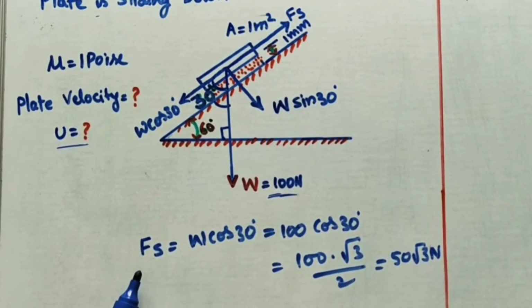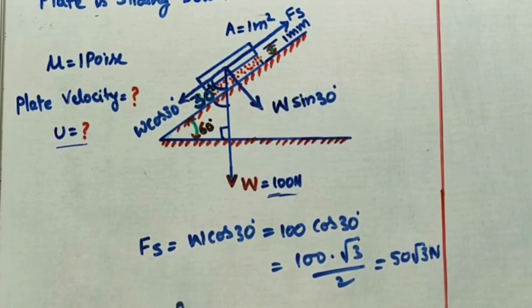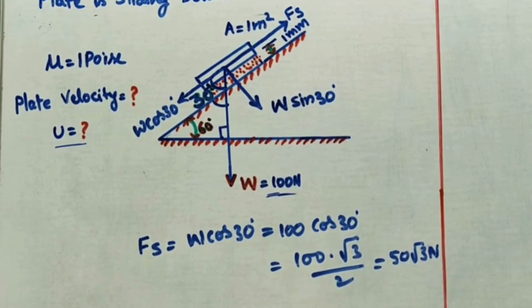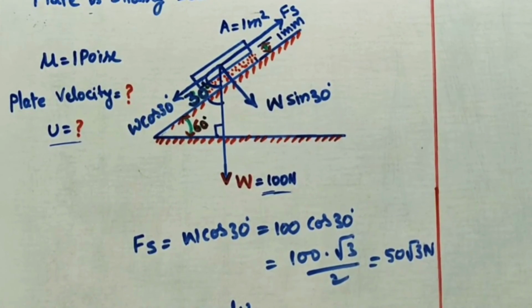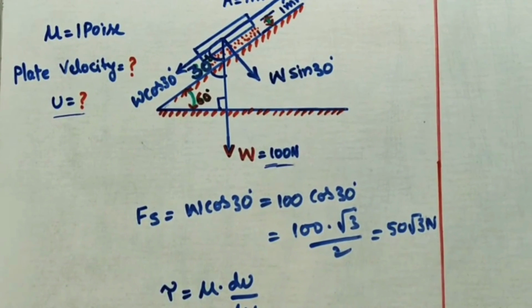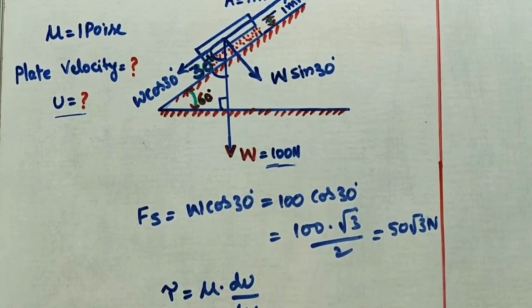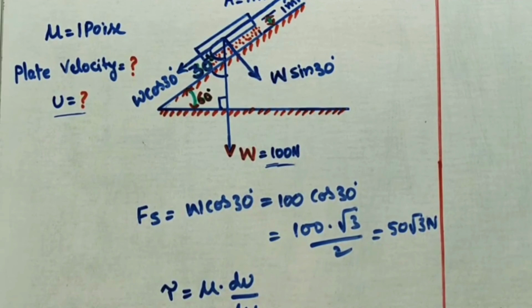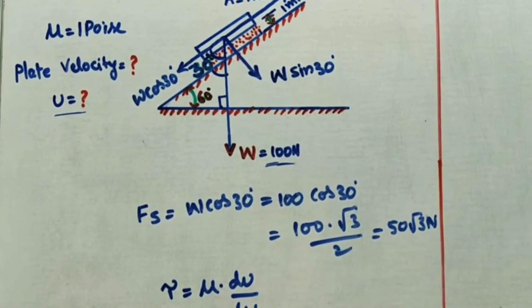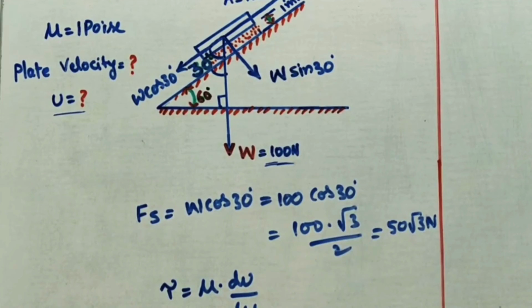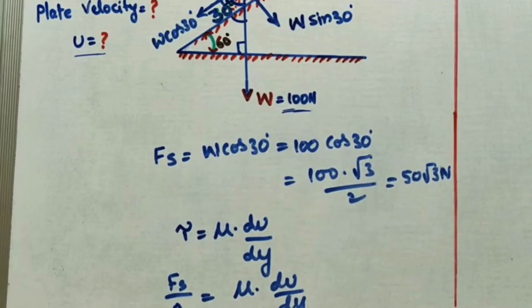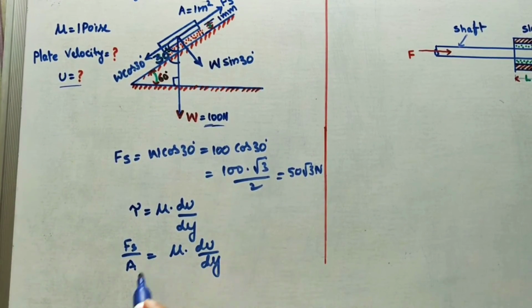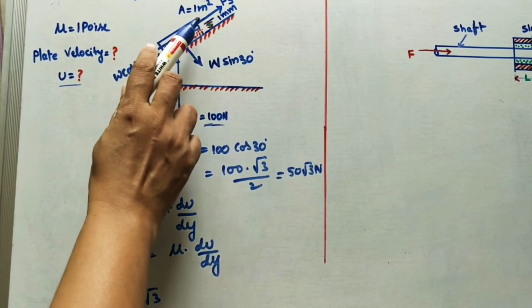Now substitute this value in the shear stress equation. We have one formula, tau is equal to mu into du by dy. We need to find the u value. Okay, now here substitute all the values. Shear stress is equal to shear force by area is equal to mu into du by dy. Now here, what is the du value? Here we have to find. What is the Fs value? 50 root 3, just now we did 50 root 3. What is the area? It is given 1 meter square.